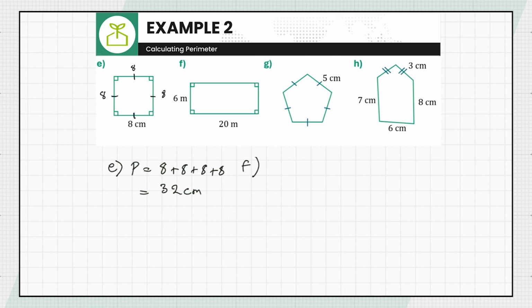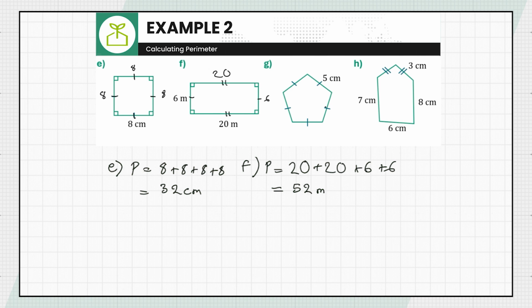If we look at F, we have our rectangle, so our opposite pairs are going to be equal to each other. So we can write our perimeter is going to be equal to 20 plus 20 plus 6 plus 6. And that just equals 40 plus 12, which is going to be equal to 52 meters.